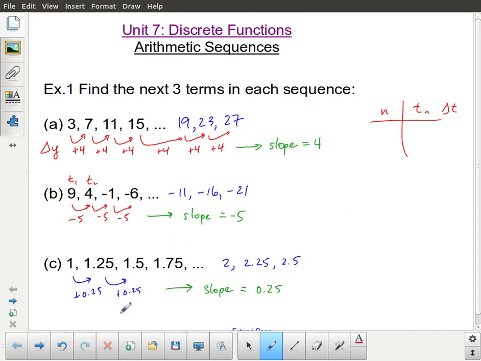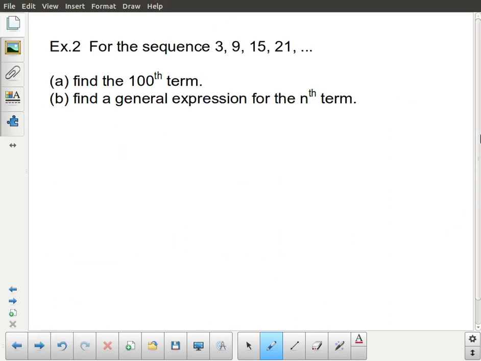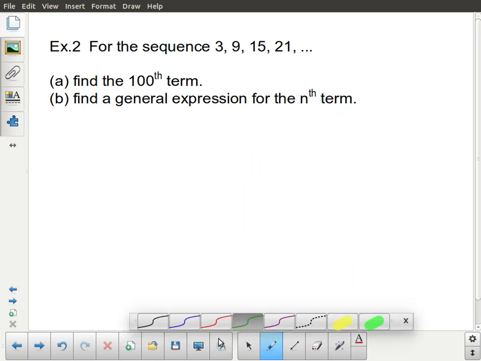So what I've done here is really very much like what I covered in the previous lesson. So let's go a little further with it. What if I started off with this sequence, but now I asked to go a lot further, to find the 100th term and to find a general expression. Now we talked about general expressions in our previous lesson, but I'm still going to go through this reasoning again.